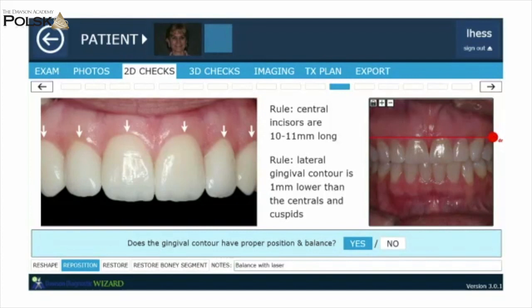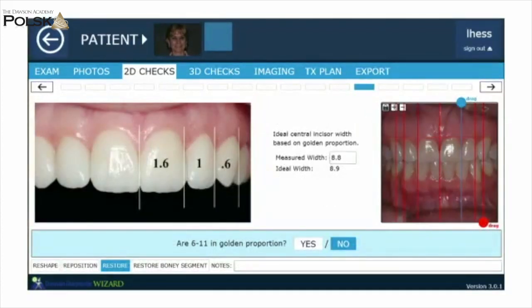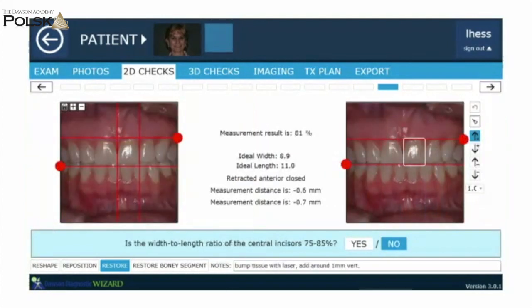And so this is a great example of us being able to use our soft tissue diode laser to harmonize the gingival zenith. Will improve the golden proportion.